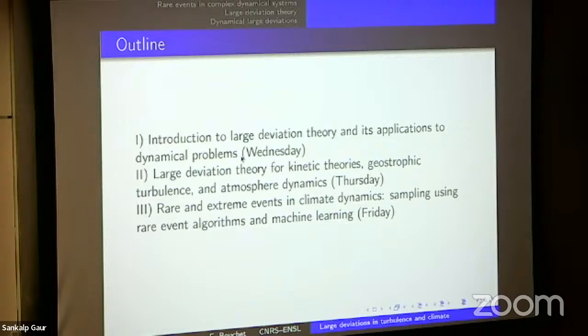Some of them apply to describing turbulent flows, for instance, geostrophic turbulence and atmosphere dynamics. And finally, on Friday, I will use this to make applications in climate dynamics. We will use ideas that come from statistical physics and large deviation theory to sample extreme heat waves. And we will also couple this with a machine learning approach in order to be able to compute these things for actual applications in complex dynamics.